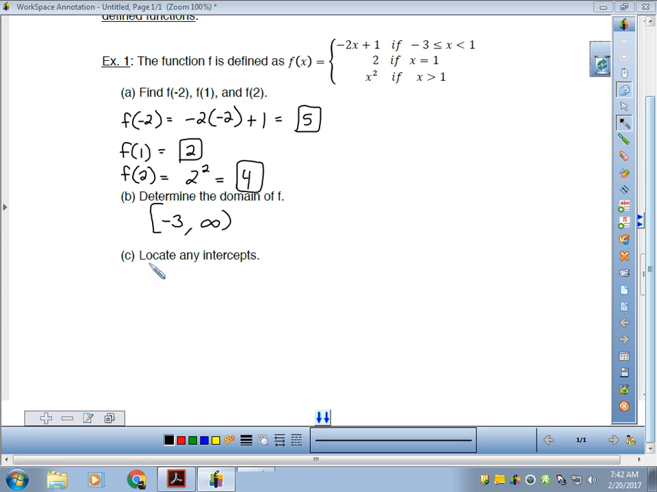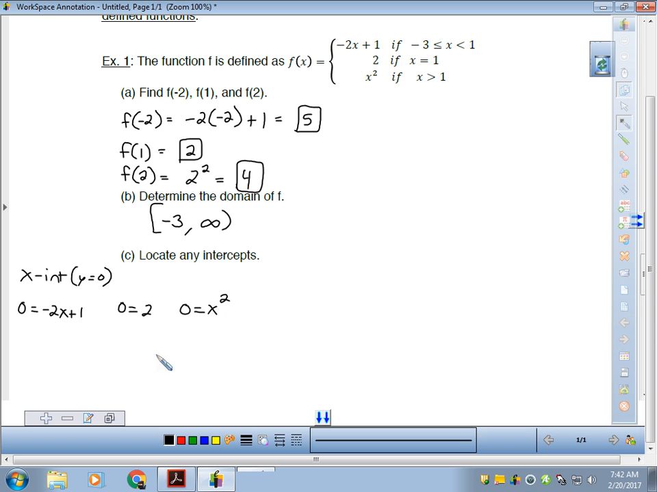Part C asks us to locate any x-intercepts, any intercepts. We're going to start by finding x-intercepts, which remember that means y equals 0. So we're going to take each of these pieces and set them equal to 0. So we'll say 0 equals -2x plus 1, 0 equals 2, and 0 equals x squared. And we're going to solve them. For this one, I'm going to add the 2x over, so I'll have 2x equals 1. Then I'll divide both sides by 2, and I get x equals 1/2.